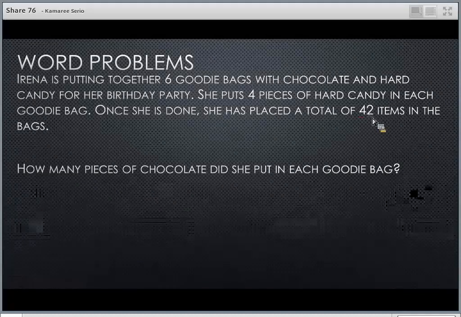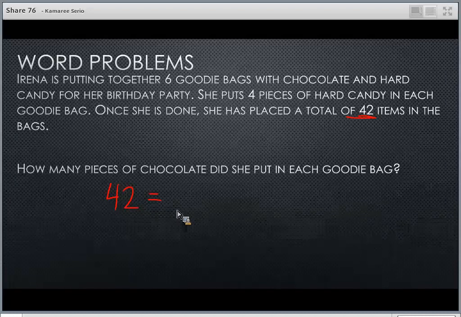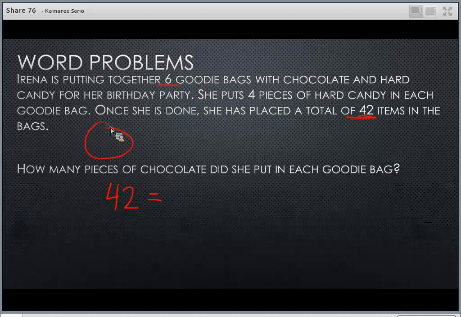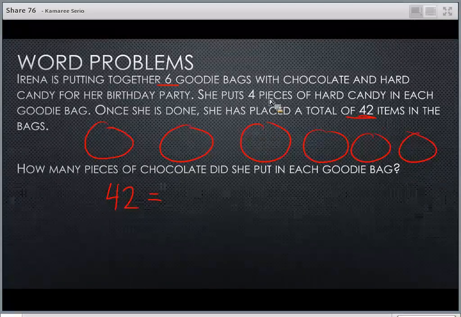Okay, well, 42 is how much we know she puts in total. So your total goes by itself. So 42 I know is over there. She's putting together a total of 6 goodie bags. Okay, so here's my 6 goodie bags. And I know she's putting 4 pieces of hard candy in each, right?